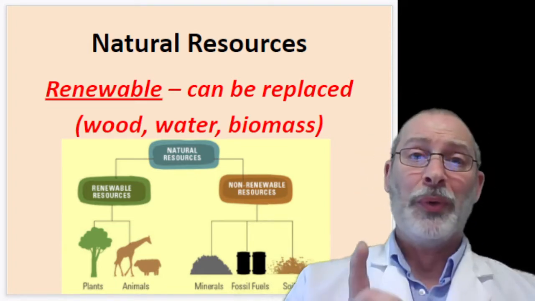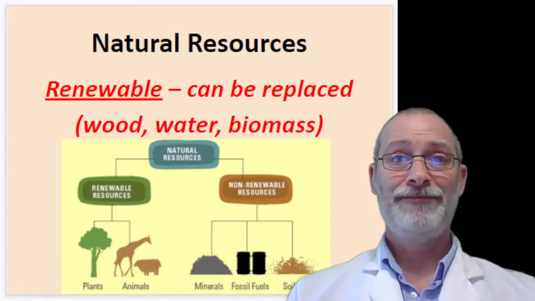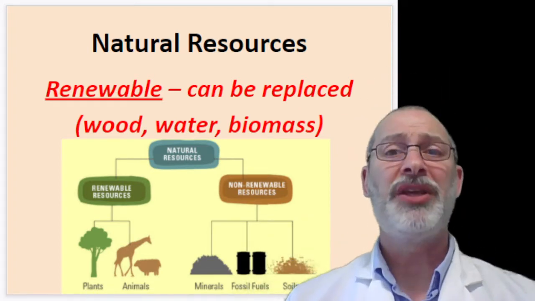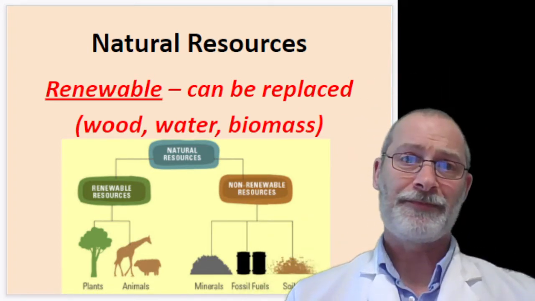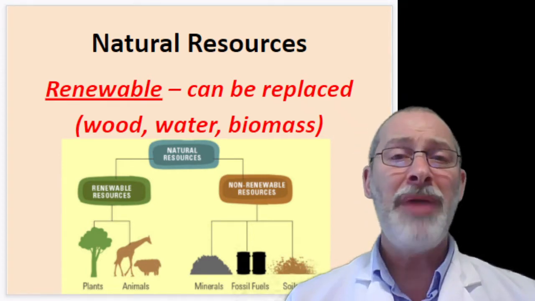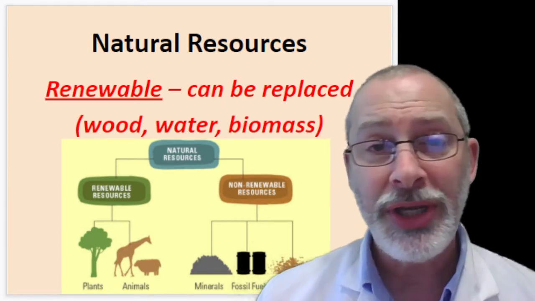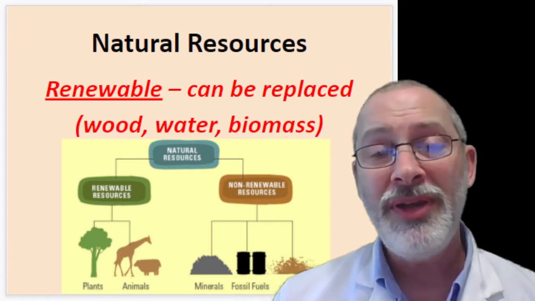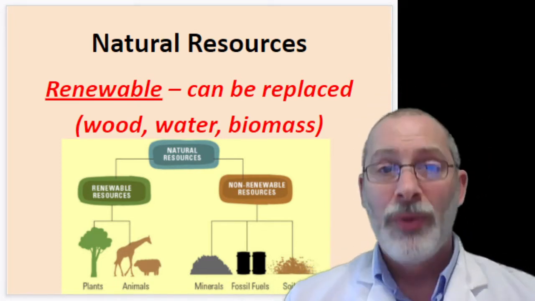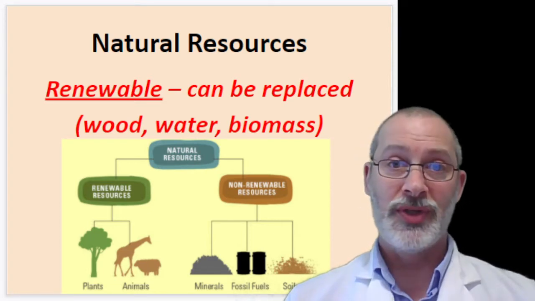But if we don't replant trees there or somewhere else, eventually that renewable resource becomes depleted. But if we use them wisely and remember that, hey, if we cut down a tree and then plant a tree in its place, then that tree will be there for the next generation. And that's a good thing. That's wisely using renewable resources.